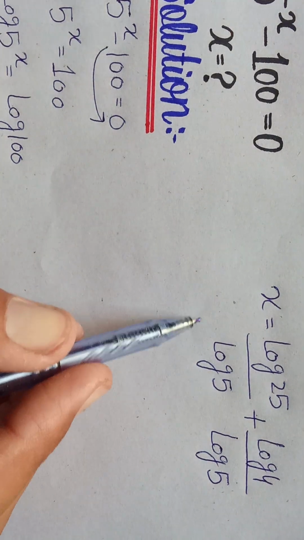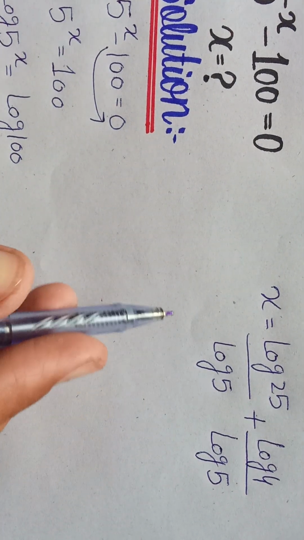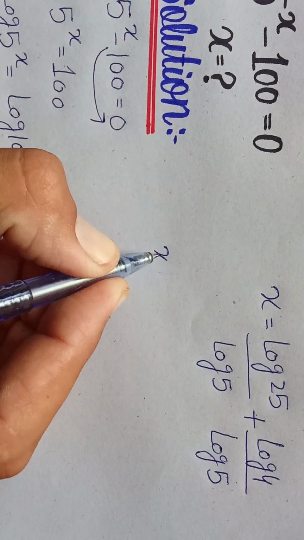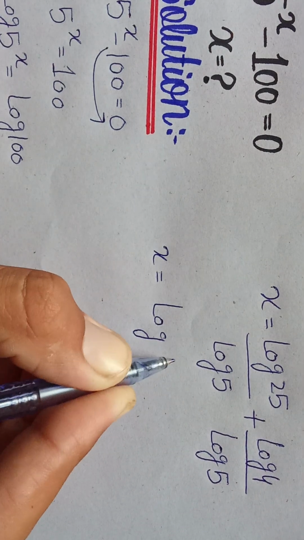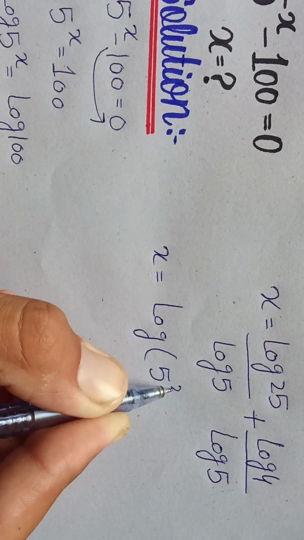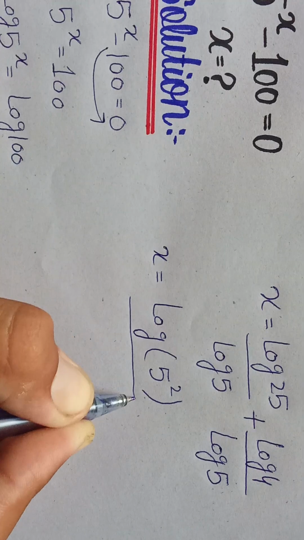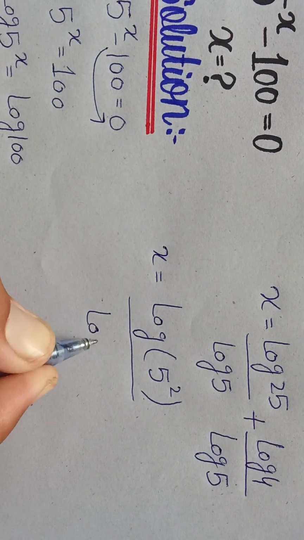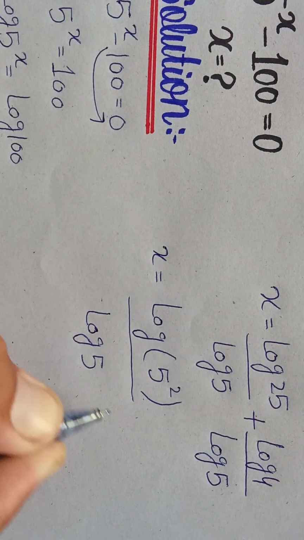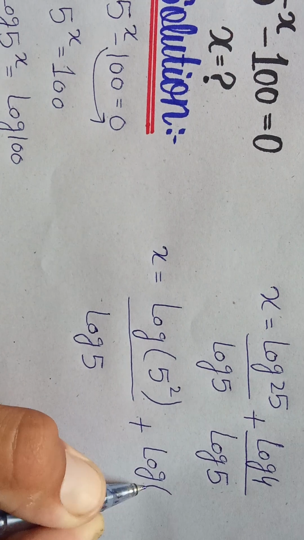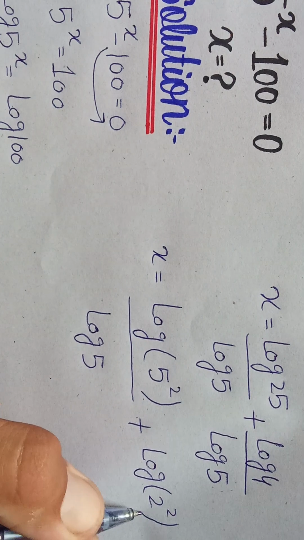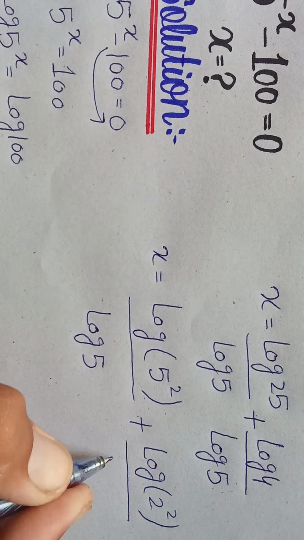Okay students, so I can rewrite here. Now in the next step, x is equal to log 25 can be written as log 5 to the power of 2 divided by this log 5 plus log 4 can be written as log 2 to the power of 2 divided by log 5.